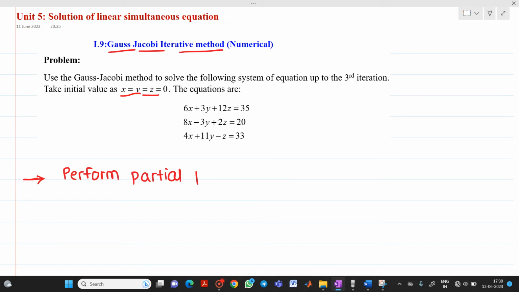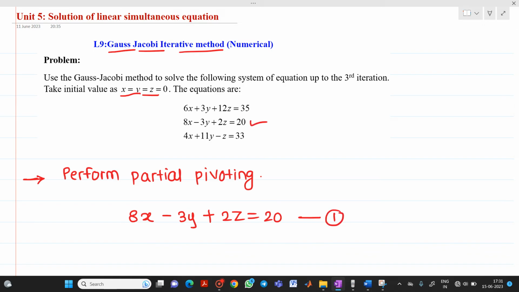partial pivoting. As I discussed earlier in the video lecture on pivoting, we have to do partial pivoting for Gauss elimination, for Gauss Jacobi, and for Gauss Seidel too. If you observe these equations, please observe the coefficient of x. The equation which has the larger coefficient of x, consider that as equation number 1. So here we consider 8x minus 3y plus 2z equal to 20. Let us treat this as equation number 1.